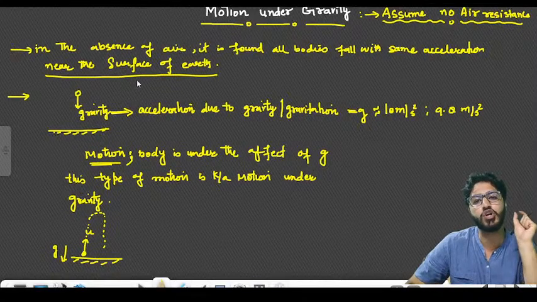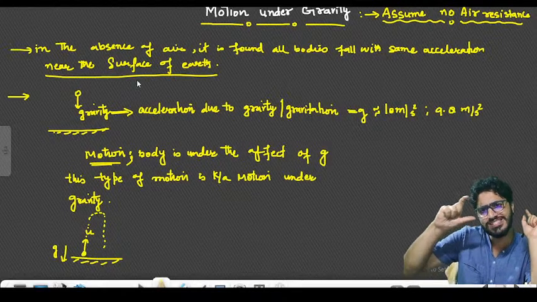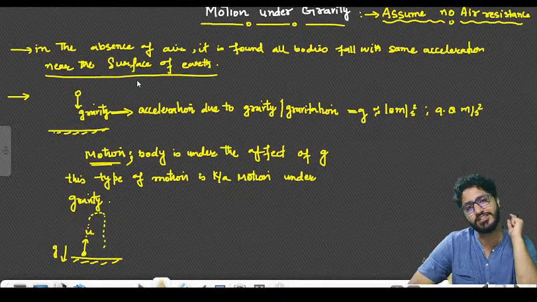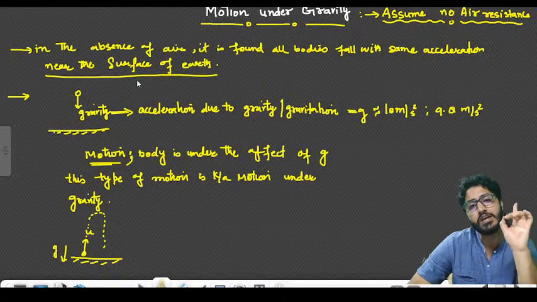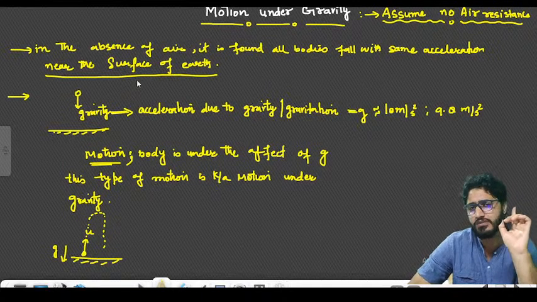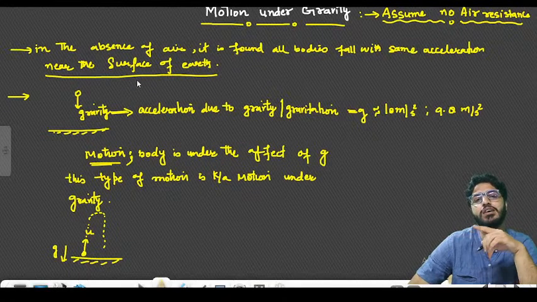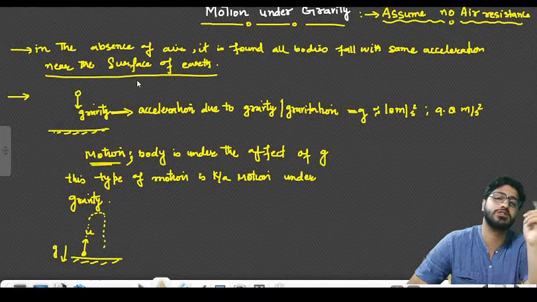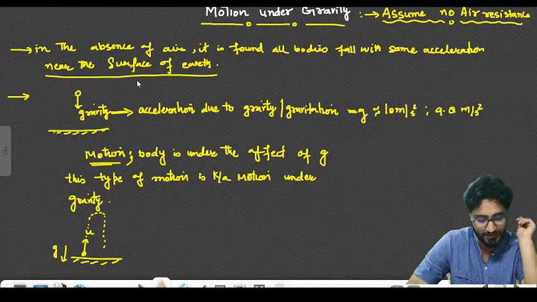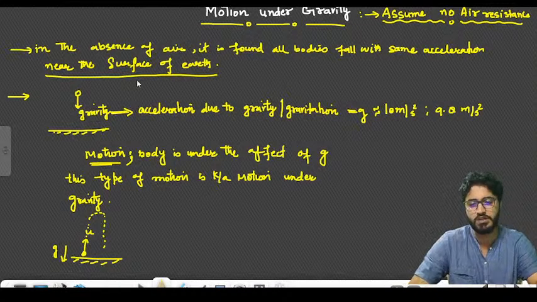Okay, the acceleration due to gravity, that is 10 meters per second square, is not always constant. It is fixed only up to a certain height of Earth's atmosphere. That's why I wrote the term "near the surface of Earth." Whenever your body's motion is under the influence of g, this type of motion is known as motion under gravity. Your body is moving due to the effect of gravity's force. Force giving acceleration, that is g. Done?